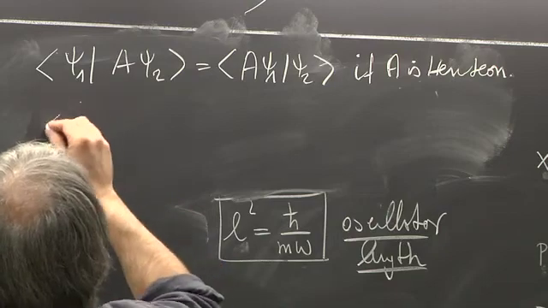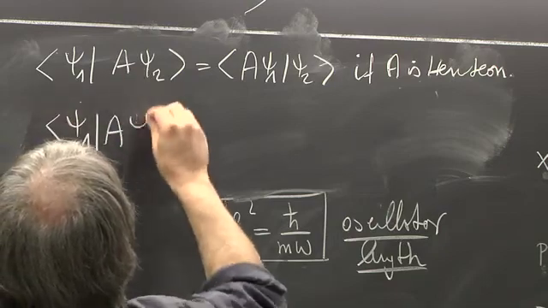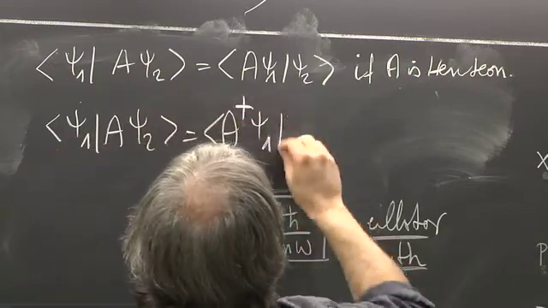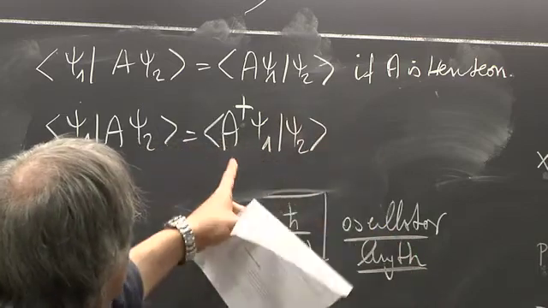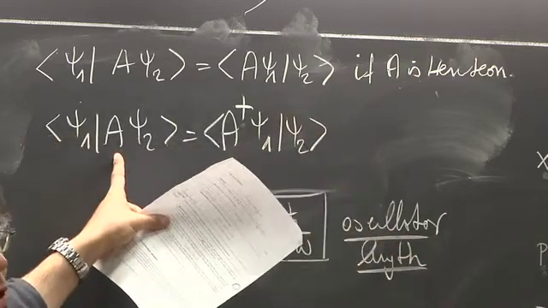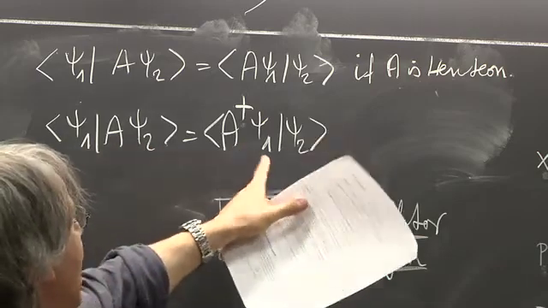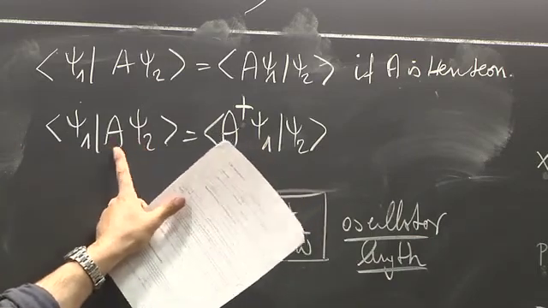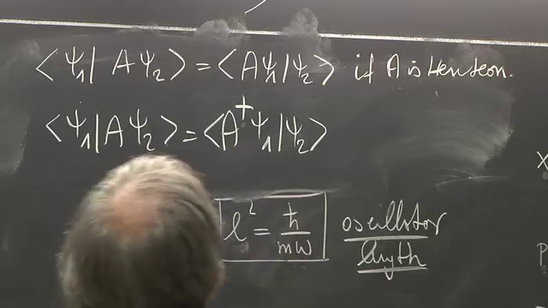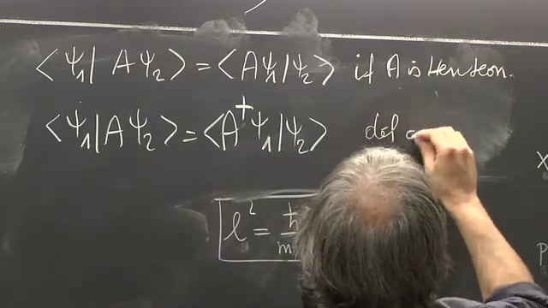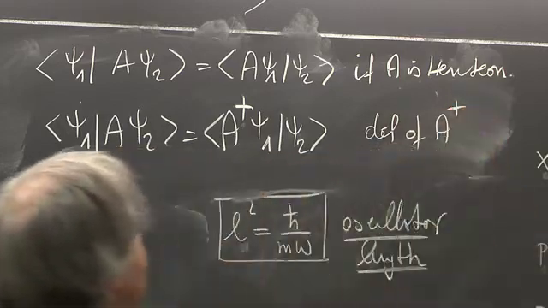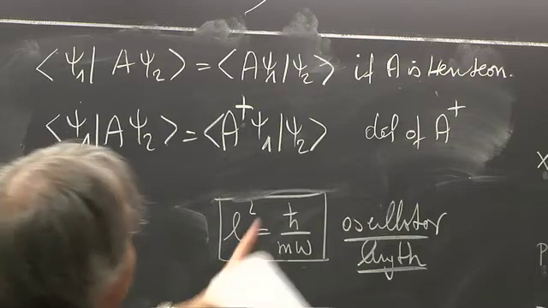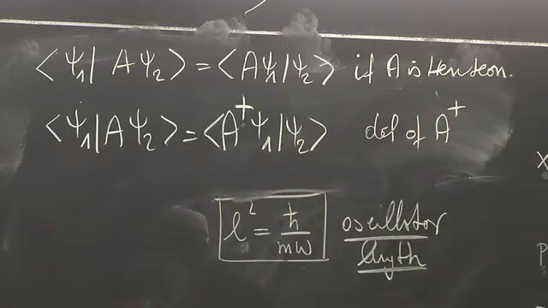So in general, you say psi 1, any operator psi 2 is equal to a Hermitian conjugate psi 1, psi 2. In other words, the Hermitian conjugate of an operator is whatever operator is needed to act on the left, to get exactly the same scalar product as the operator when it was acting on the right, okay? So this is the definition of A dagger, the Hermitian conjugate of A. Obviously, if the operator is Hermitian, A dagger is equal to A.